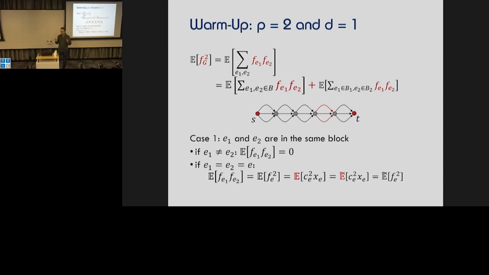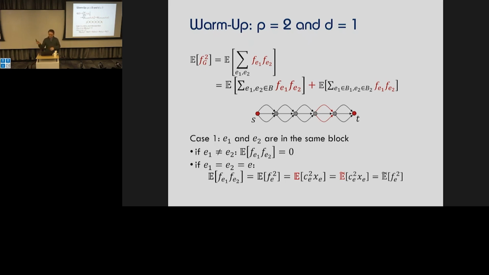Now, let's try to do something different. As a warm-up, let's consider the case when p is equal to 2 and d is equal to 1. So our series parallel graph is very simple. It looks like this, and p is equal to 2, so we are considering products of the form f_e1 times f_e2.